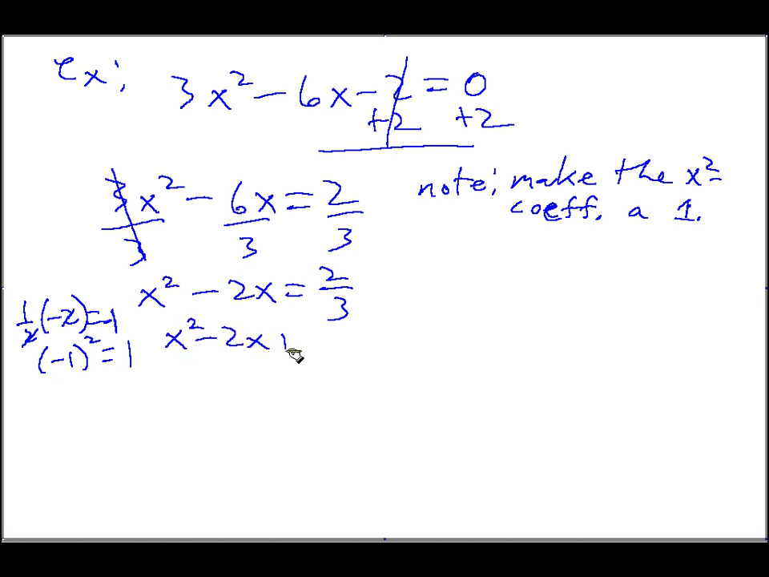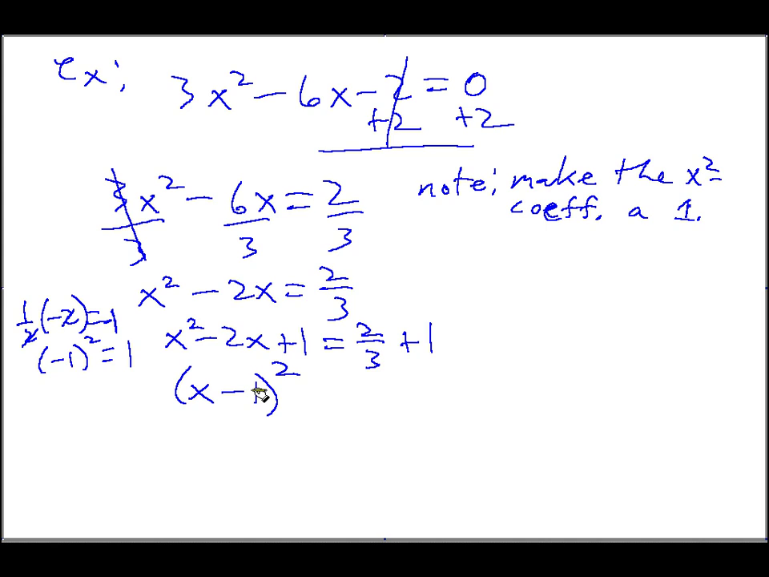X squared minus 2x plus 1 equal to 2/3 plus 1. Add the +1 to both sides. Now again, that's a perfect square, and what's the factoring? What number goes into the factoring of this perfect square trinomial? Again, the number that goes into the factoring is always half of the x coefficient. Half of -2, -1. Quantity squared.